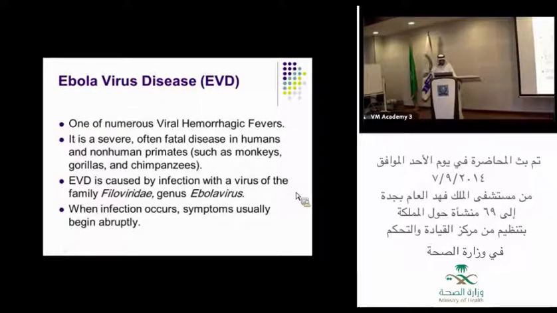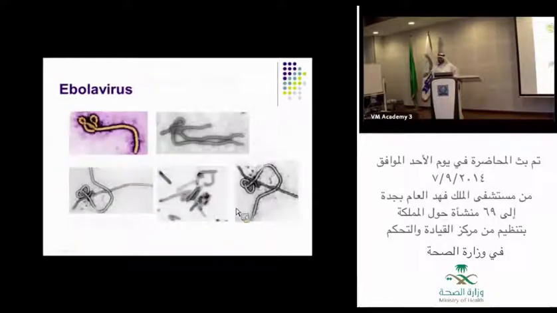Now, let us just focus on Ebola. It's one of the numerous viral hemorrhagic fevers that I listed. It's a severe, often fatal disease in humans and non-human primates, such as monkeys, gorillas, and chimpanzees. And it's caused by a virus from the family, as I said, Filoviridae, genus Ebolavirus, and usually the disease causes an abrupt onset of illness, like sudden onset of illness.